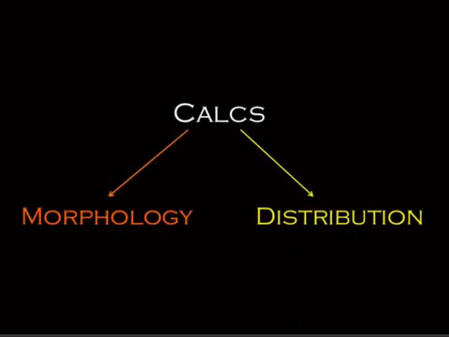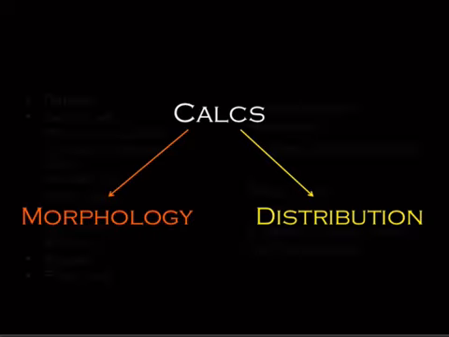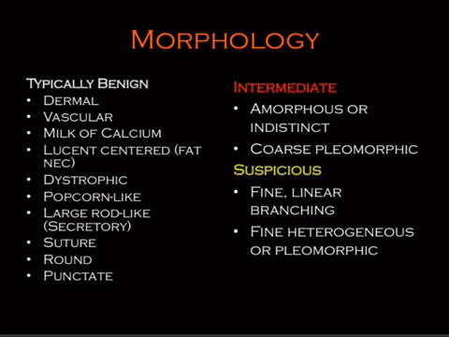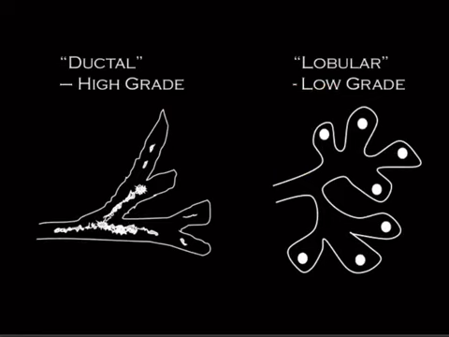So calcifications are described in morphology and then they're described in distribution. For morphology, there's a whole bunch of different kinds. Some are benign, some are considered intermediate, and some are considered suspicious. I'm going to talk about the benign ones in the next lecture, which will be a benign pathology talk. In this talk, I'm going to talk about the intermediate and suspicious ones. So the general idea on calcifications is that the ones that are going to cause problems, the intermediate and the suspicious ones, are going to occur either within the duct or in the lobule.